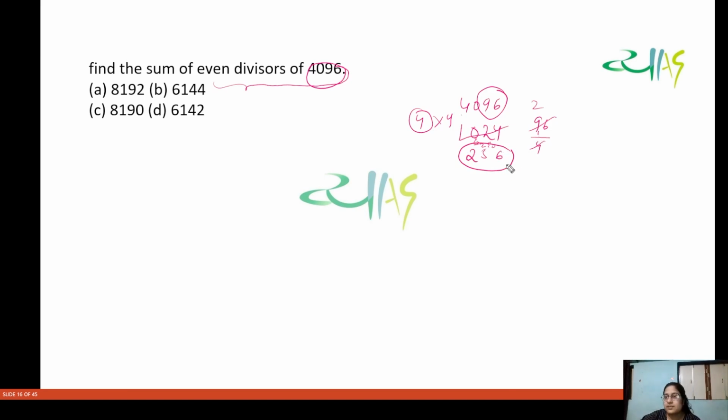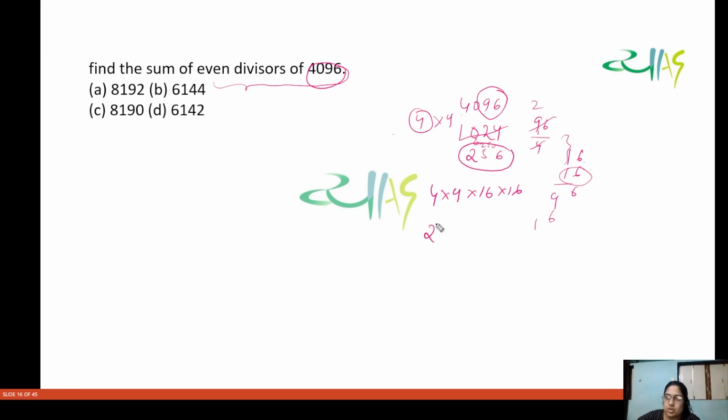So, we know what 256 is. 256 is the square of, I think, 16. Okay, 6 6s are 36, this becomes 96, and this. So now we know that this is the square of 16. So we got, basically, 4096 is 4 into 4 into 16 into 16.